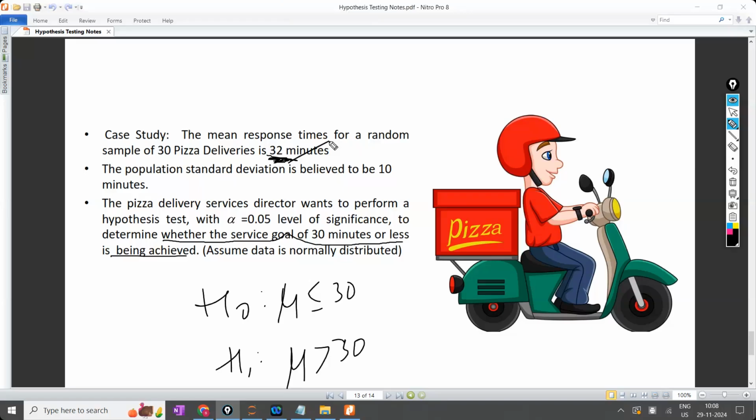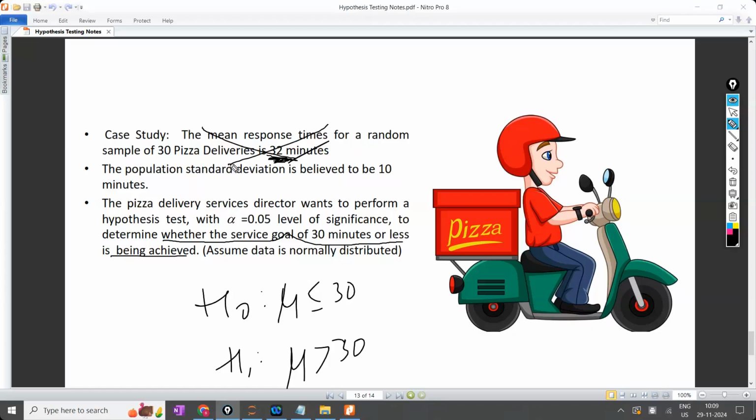Is the point clear? So the company requirement is that the service goal of 30 minutes or less is being achieved. Whatever sample mean you have got, forget this. This is actually what happened. What is my requirement is this one. Now, this is what one student has told. Does anyone want to modify this?